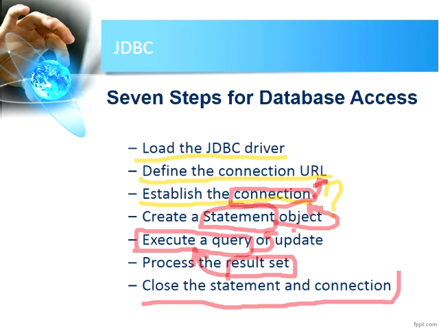So the result of this query is an object. The type of this object is a ResultSet. And the final step is to close the statement and the connection. Any questions about this slide? Any questions?